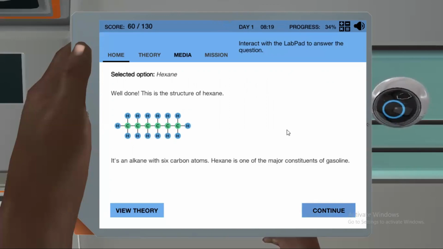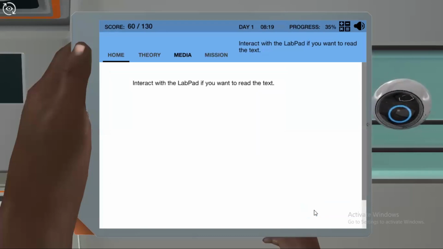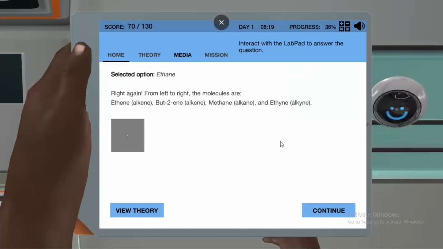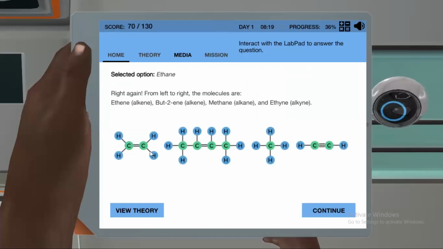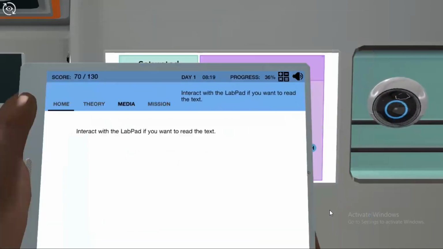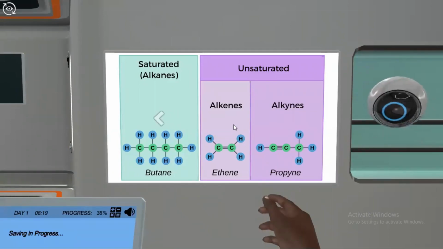The second basic factor to name a hydrocarbon is based on the types of carbon bonds present in the molecule. We use a specific ending depending on the type of hydrocarbon. Now have a look at these hydrocarbons. Which compound is not present? Right again. From left to right, the molecules are ethene, but-2-ene, methane, and ethyne. Now that you know how to name simple hydrocarbons, let's go use this in a little exercise. Go to Hollow Table 2.